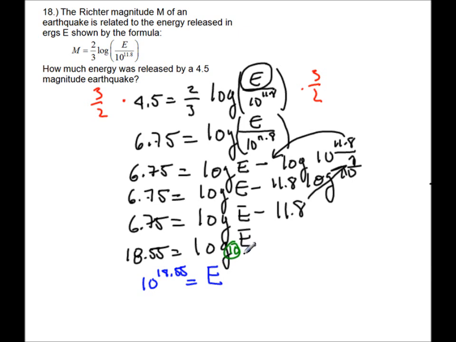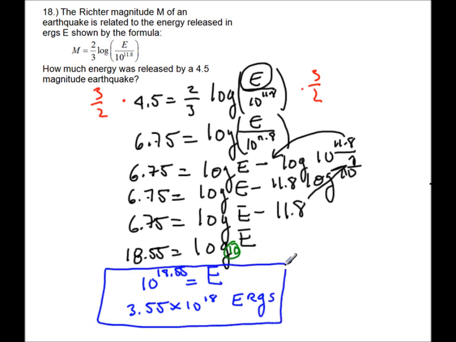And this is my answer. And so I can keep it in this form, or I can physically take 10 and raise it to the 18.55 power, and what you get is 3.55 times 10 to the 18th ergs. And this is your answer. Either one would be correct.